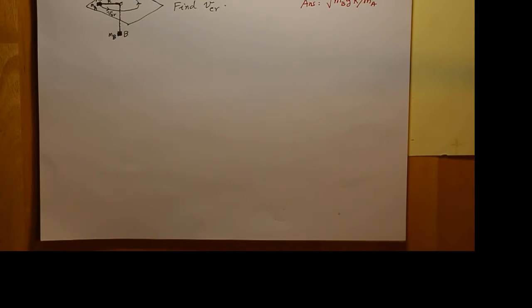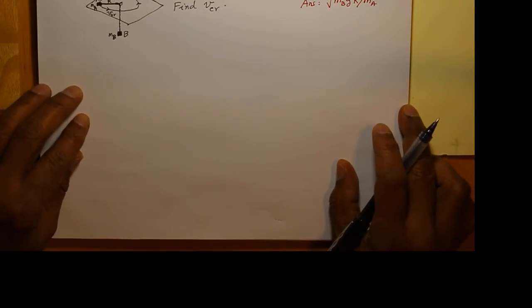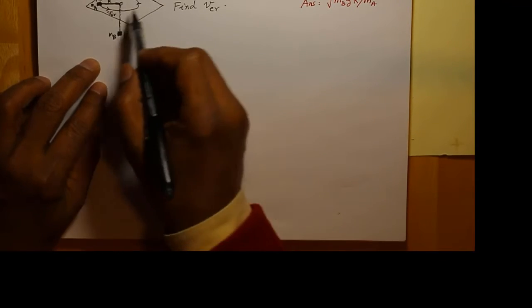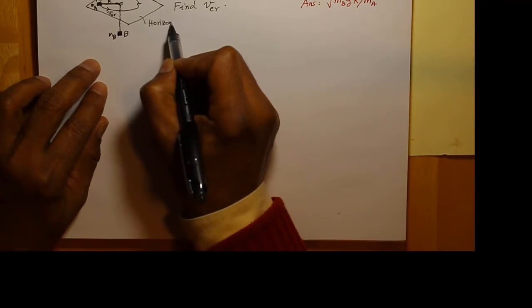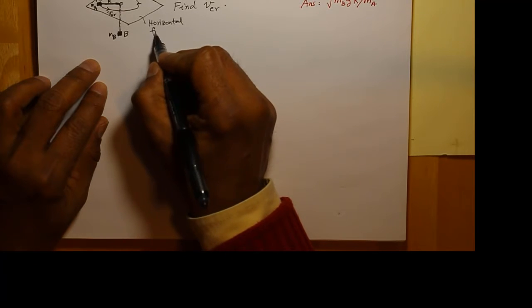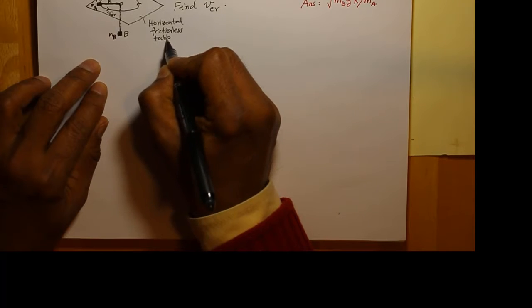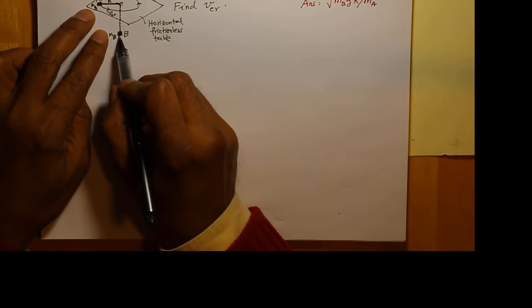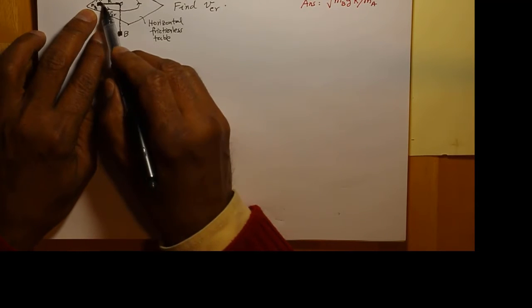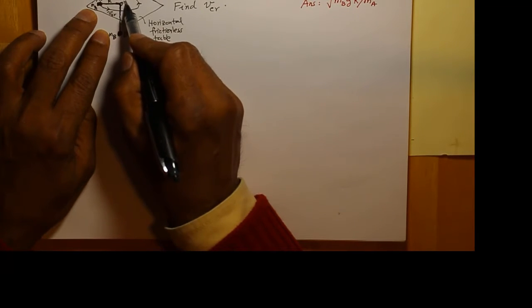We will do an example circular motion problem. Here is a horizontal, we'll say frictionless, table, and we have a block A and another block B. They're connected by a string. The string goes through a hole in the table.